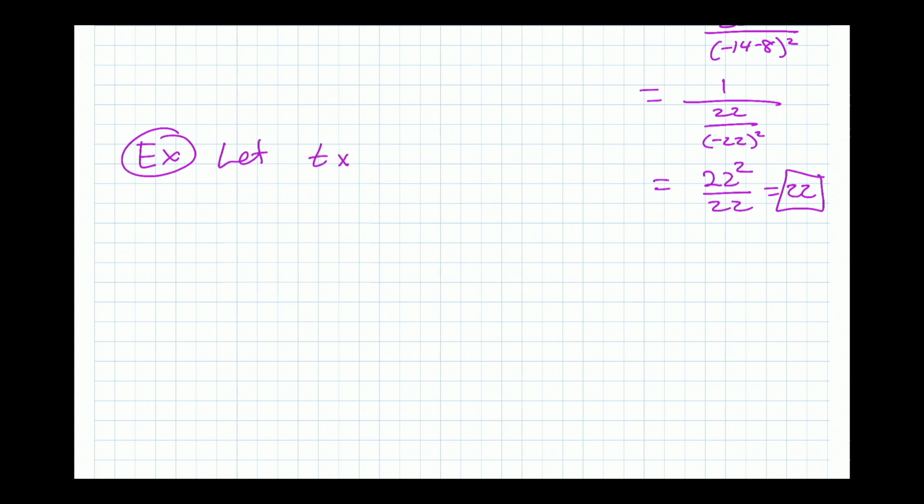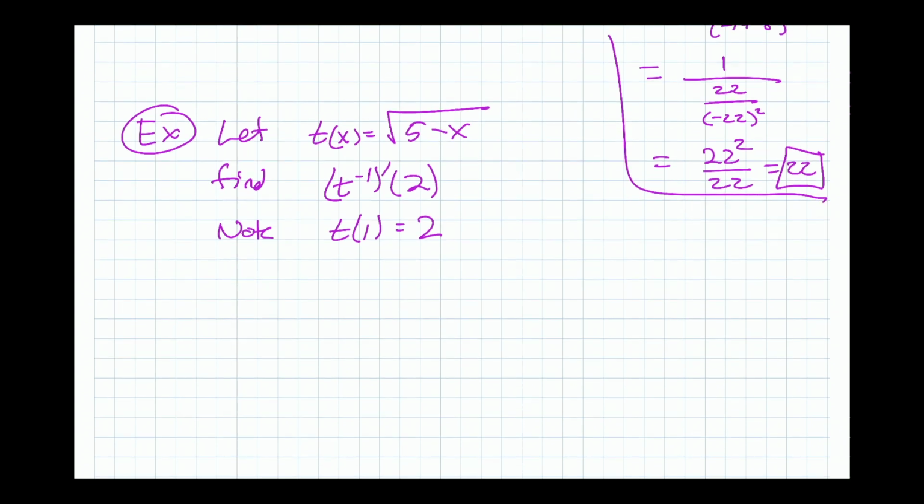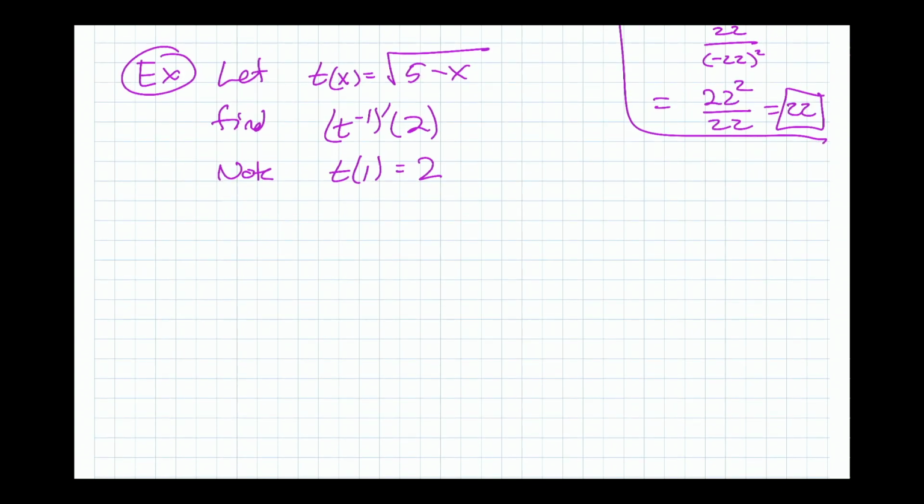Let t of x equal the square root of 5 minus x. Find t inverse prime of 2. Note t of 1 equals 2. Right, so notice how they always give you the same information. It's always going to happen. All right, I know I'm going to need the derivative of t, so let's find it now.